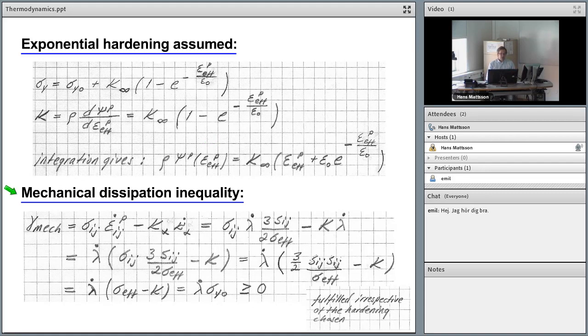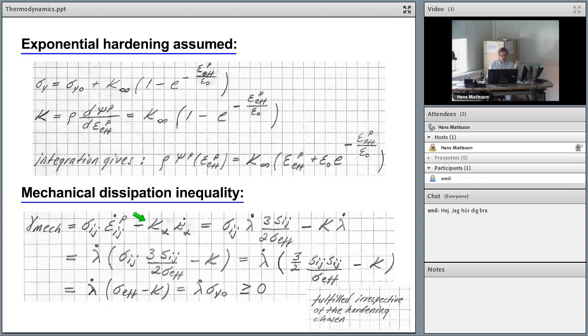This last step here is very important. We go back to the mechanical dissipation inequality, and this mechanical dissipation inequality must be larger or equal to 0. And the question is, will it always be larger or equal to 0? Because that is very important here. Otherwise, the second law is not fulfilled.